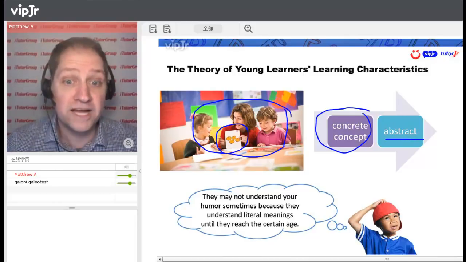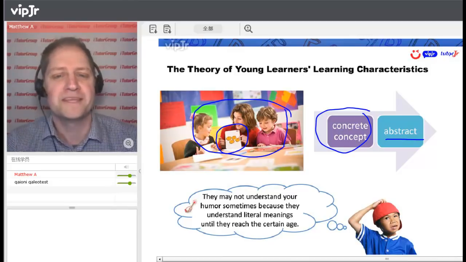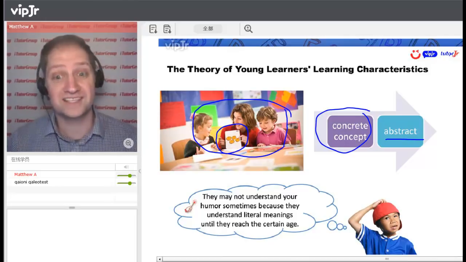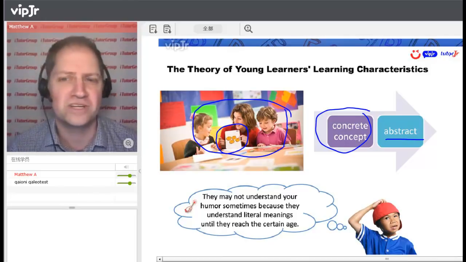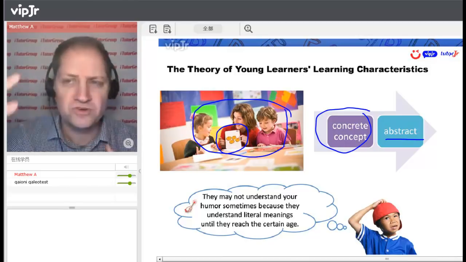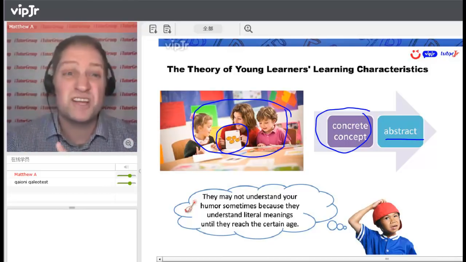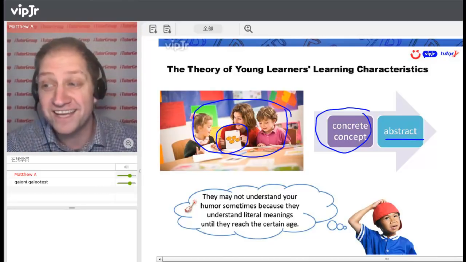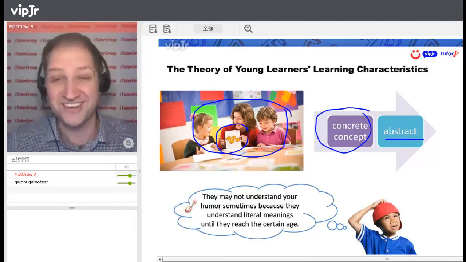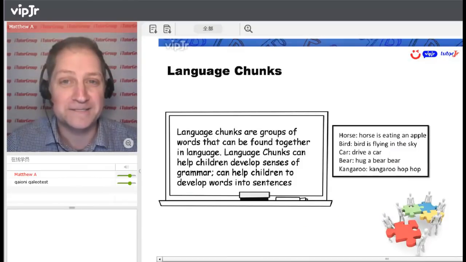There's a little reminder for us as well, down in this little thought bubble here. They may not understand your humor sometimes because they understand literal meanings until they reach a certain age. So yeah, children understand literal things. Abstract thoughts and comments, they might not get. So they might not get our humor for that reason. There might be another reason. It might be that actually your joke's not very funny. Hopefully it's not that. But just remember that they understand literal meanings.